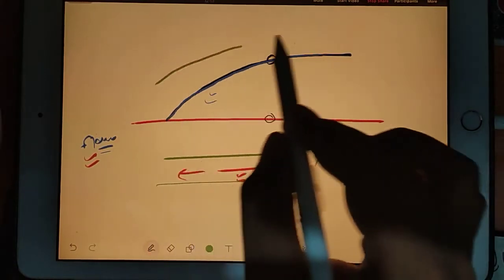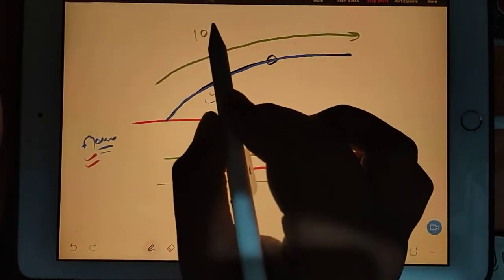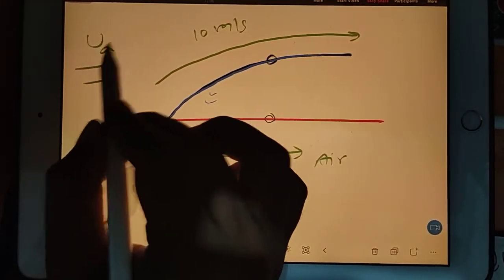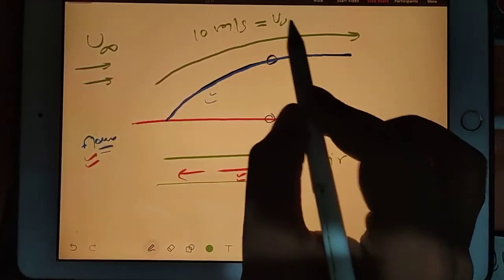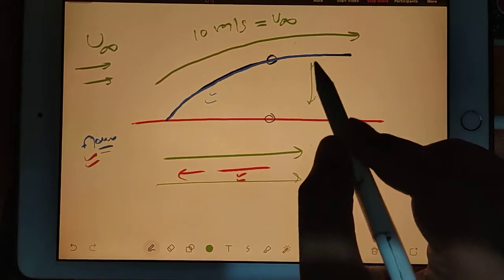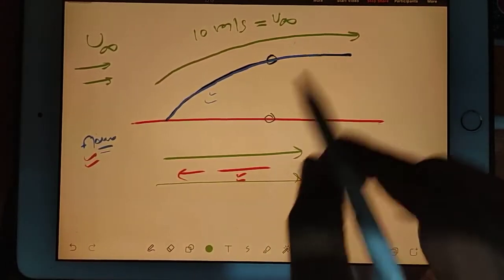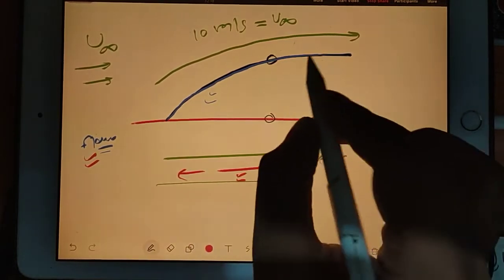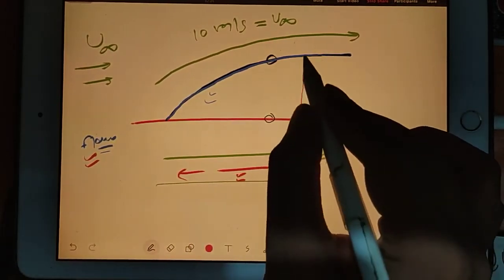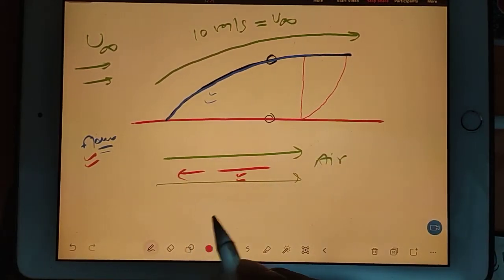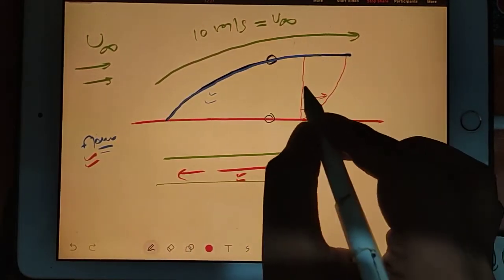So above that, you will have velocity exactly 10 meters per second, exactly equal to the free stream velocity. If you consider free stream as u infinity, then here you will have u infinity. But inside this gap, inside this envelope, your velocity will change. So how will the velocity change? Velocity will change like this. Like this. Now try to understand the red line. You put the arrows like this.